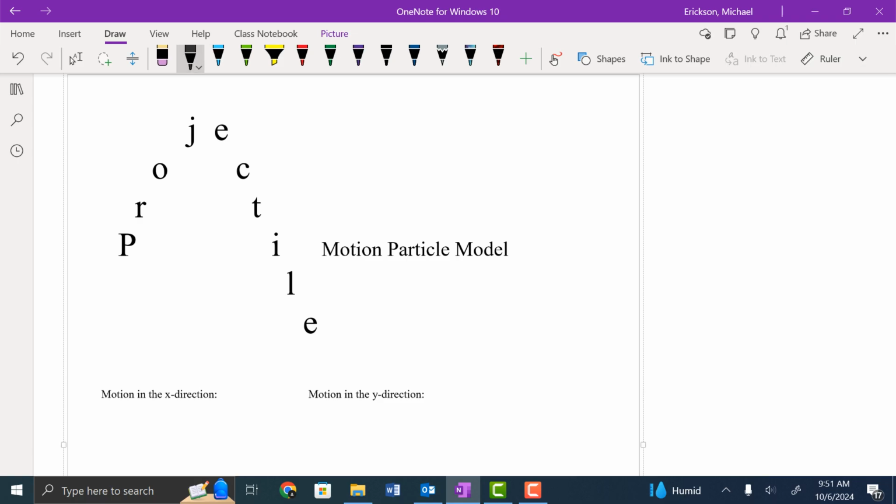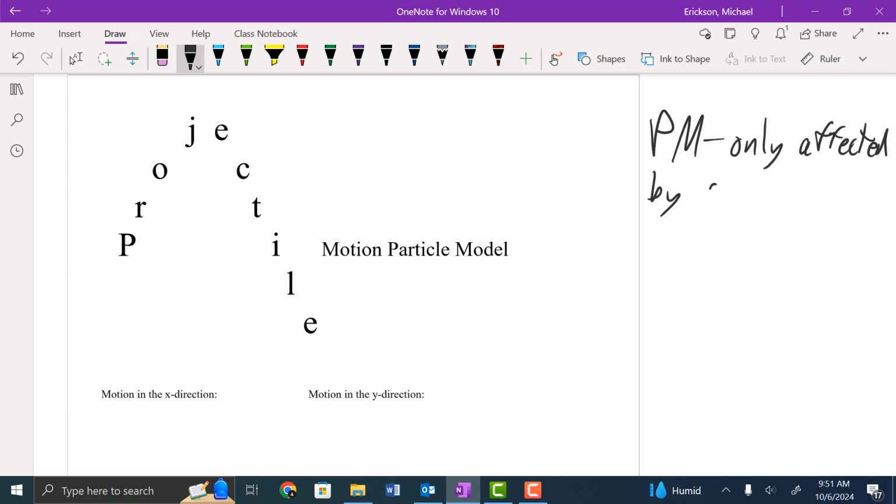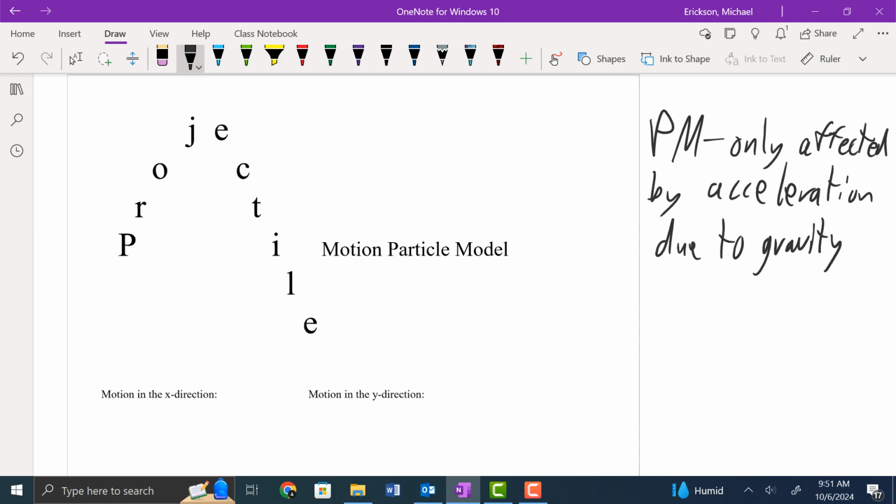So for an object to be in projectile motion, which I'll shorten with PM, it's only affected by acceleration due to gravity. What I mean by that is essentially when you're throwing something, the moment it's out of your hands and the moment right before it hits the ground, we're going to assume that the only thing affecting its speed at that moment in time is essentially gravity and nothing else.